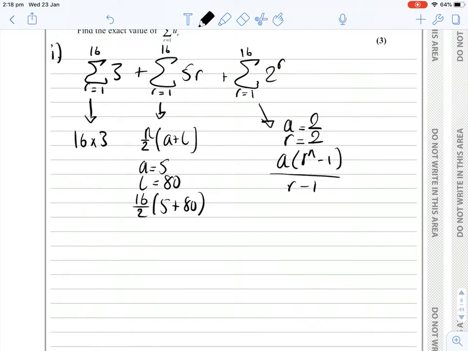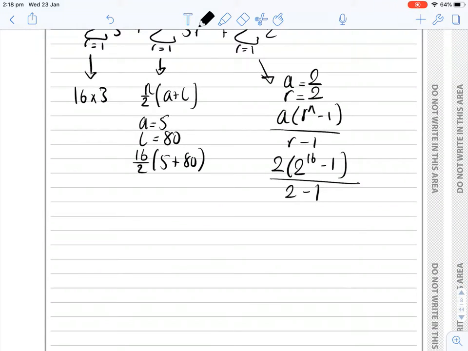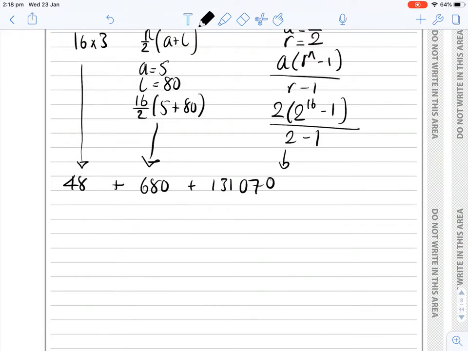So here we've got an a value of 2, lots of 2 to the 16 take away 1 all over 2 take away 1. And so looking at these values, the first one, 16 times 3 gives a value of 48. Add the second one will give us a value of 680. And then our final one here will give us a value of 131,070. Adding those together will give us 131,798 as our solution.